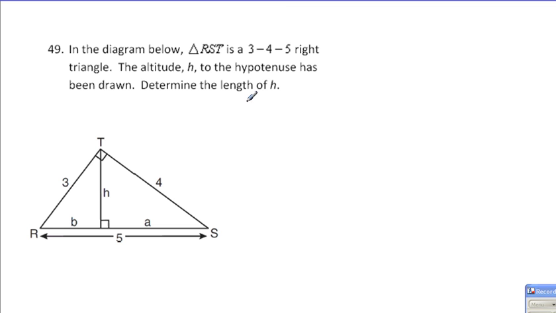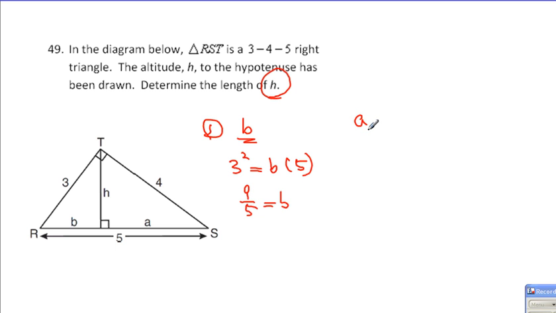Alright, now how are we going to find out the value of h? Here we can do it in a couple of different ways. One way is, if you want to find out what b is, you can find it by 3 squared is equal to the part, which is b, times the whole, which is 5. Then you will realize that b must be equal to 9 over 5. Now, you can also find a along with that. Likewise, 4 squared must be equal to a times 5. Hence, a must be equal to 16 over 5.